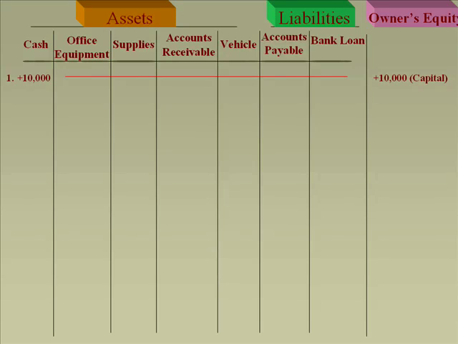What did you do for transaction 2? They paid 4,000 cash for rent. So cash goes down and an expense goes up. Here it is. Cash goes down. An expense has a negative impact on owner's equity. So under cash, you put minus 4,000. Under owner's equity, you put minus 4,000.